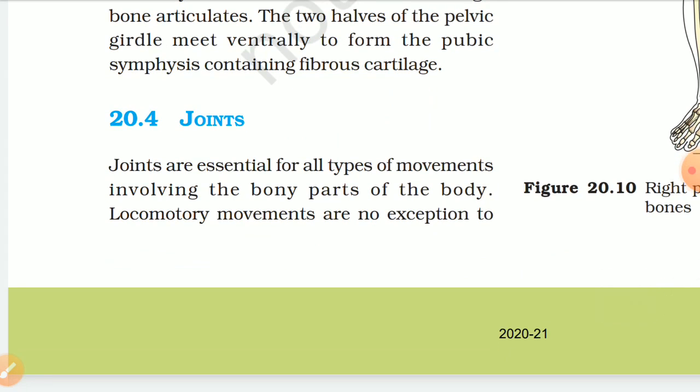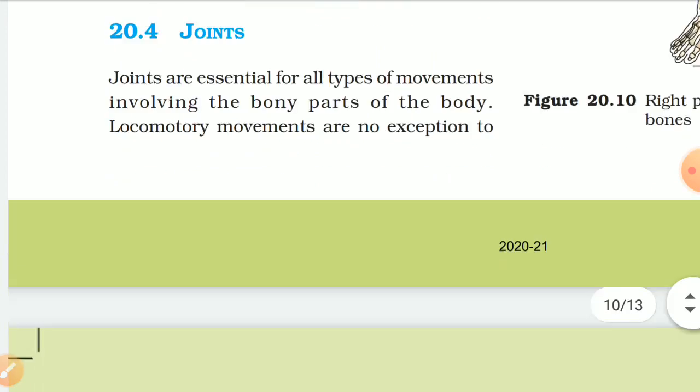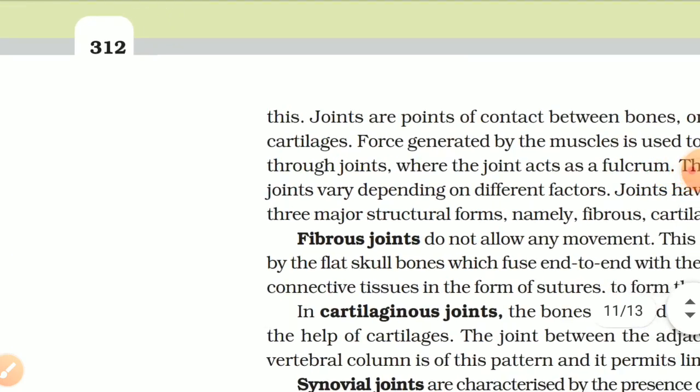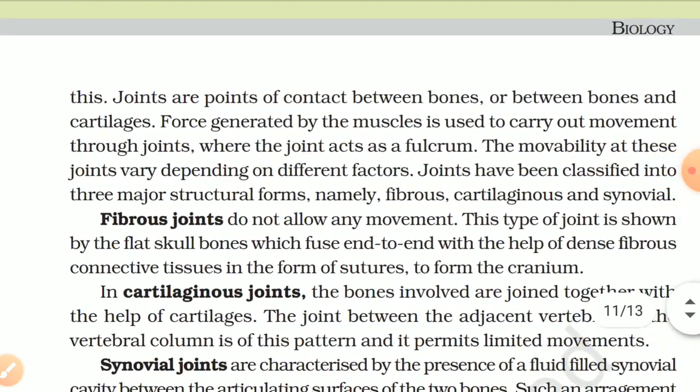20.4 Joints. Joints are essential for all types of movements involving the bony parts of the body. Locomotory movements are no exception to this. Joints are the point of contact between bones or between bones and cartilages. Force generated by the muscle is used to carry out movement through joints, where the joint acts as a fulcrum. The movability at these joints varies depending on different factors.